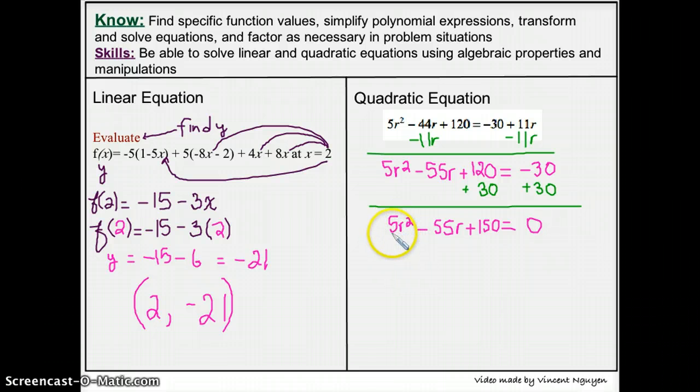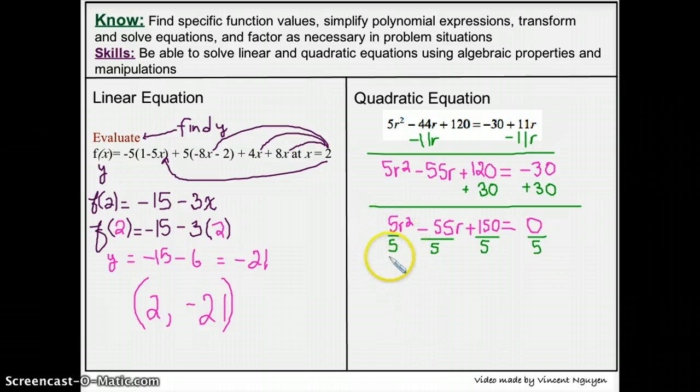If you notice that each coefficient in your equation is divisible by 5. So 0 is divisible by 5, 150 is divisible by 5, negative 55 is divisible by 5, and 5 is divisible by 5. So if everything in my equation is divisible by 5, I can simplify the whole equation by simply dividing everything by 5. Now, is that legal? You bet it is, because I am doing the same thing to all of the terms, and I am doing this to both sides of the equation.